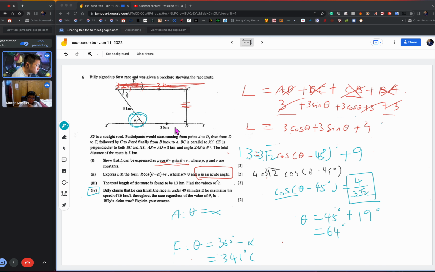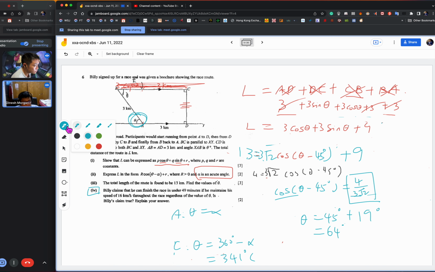He claims that he can finish the race in under 90 minutes if he maintains his speed throughout the race, regardless of the value of theta. His main claim is that he can finish the race in under 49 minutes. So let's say you maxed out. That means they want you to test the max value.